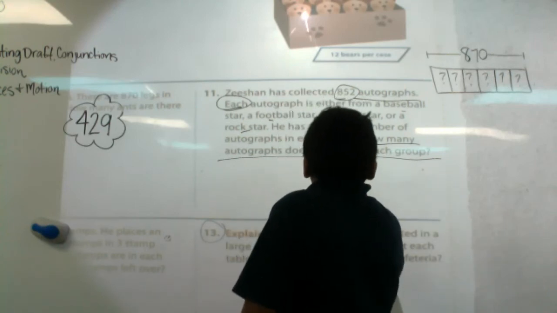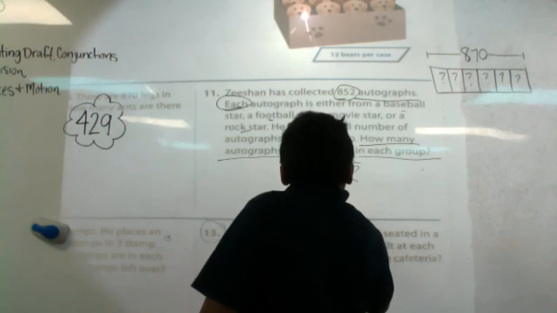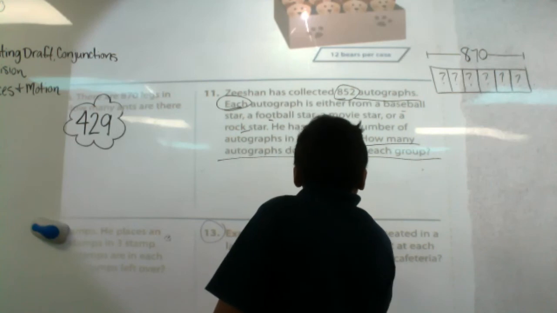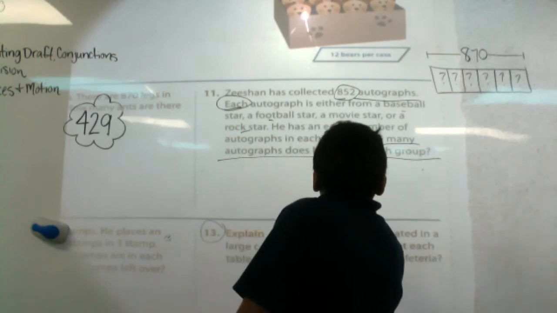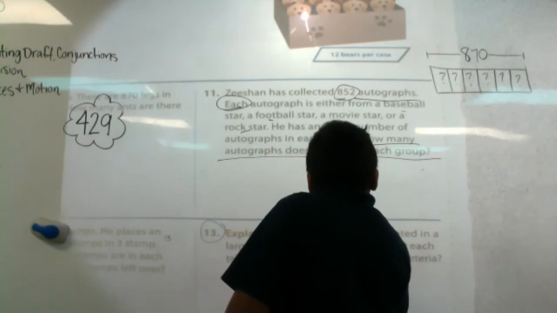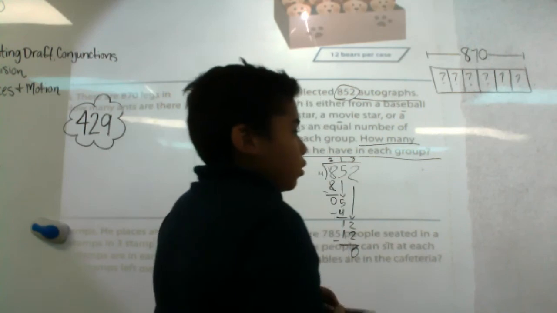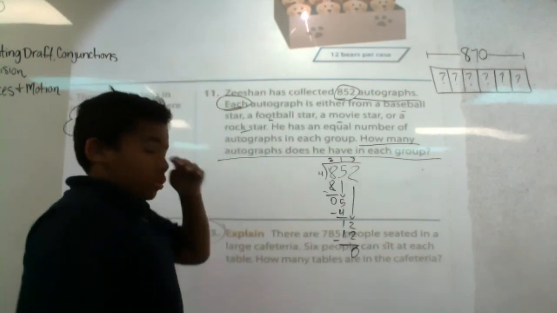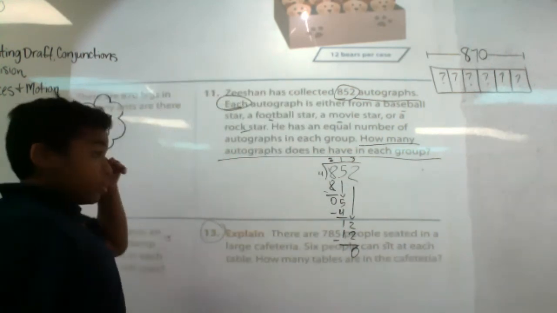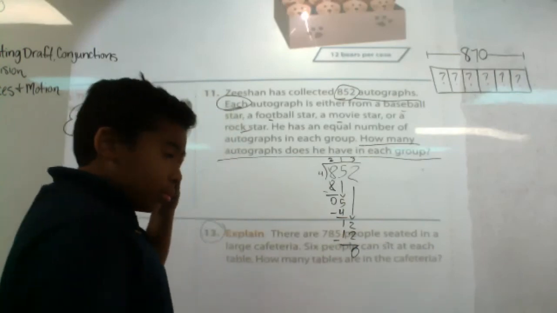All right, so he says 4 will go into 8 2 times. And 2 times 4 is 8. He subtracted and got 0 and brought down the 5. 4 will go into 5 one time. 1 times 4 is 4. 5 minus 4 is 1. He brought down the 2. 4 will go into 12 3 times. 3 times 4 is 12. 12 minus 12 is 0.